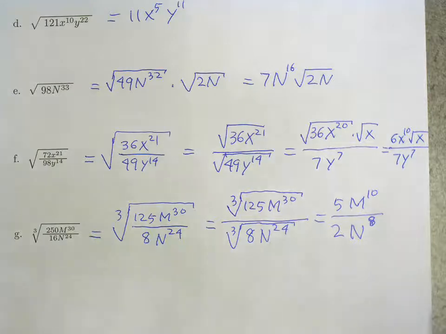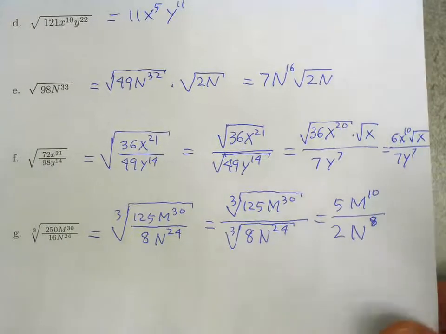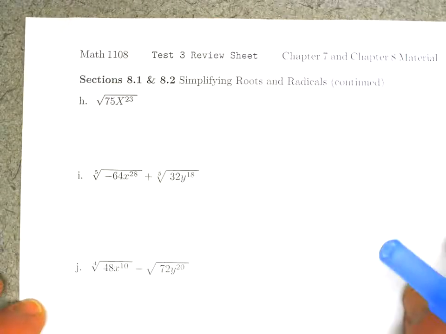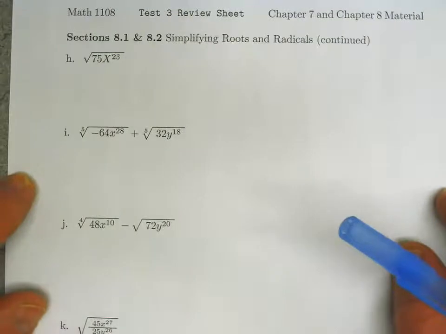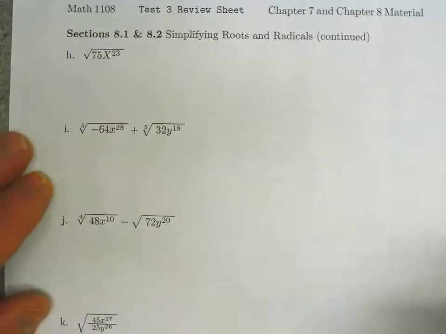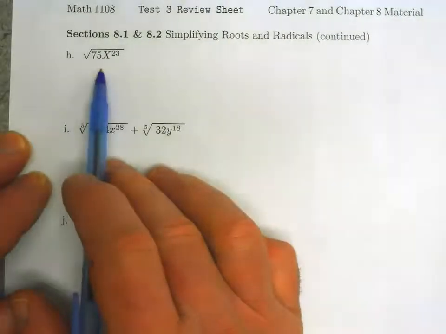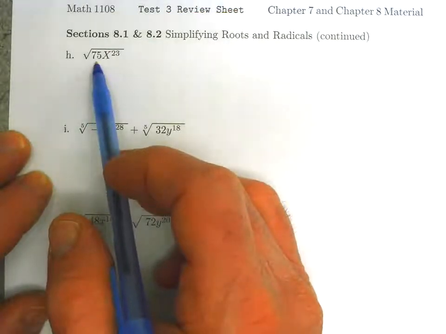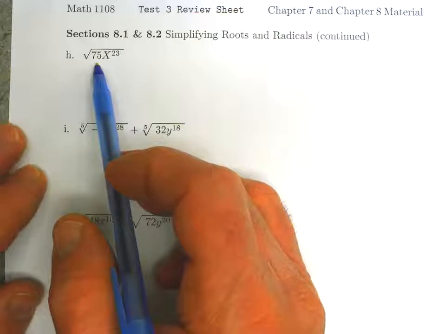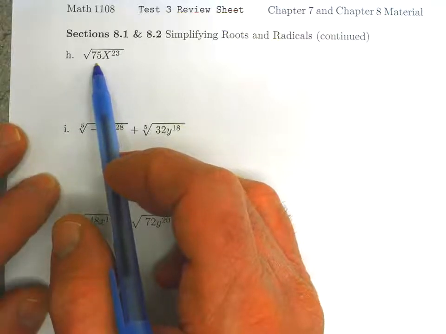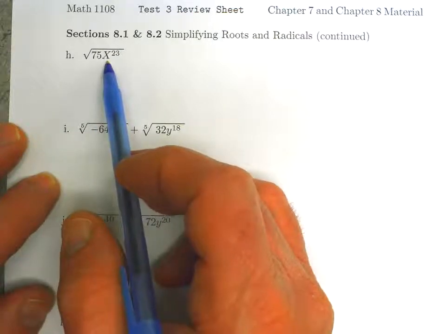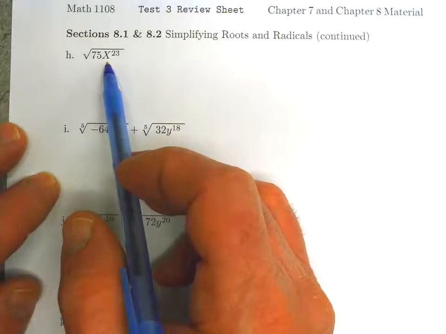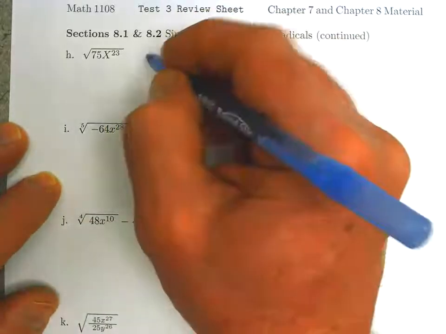Okay, we'll do a few more simplifying radicals. So this one, the square root of 75x to the 23rd. The largest factor of 75 that's a perfect square is 25. 25 times 3 is 75. And the largest factor of x to the 23rd that's a perfect square is x to the 22nd.